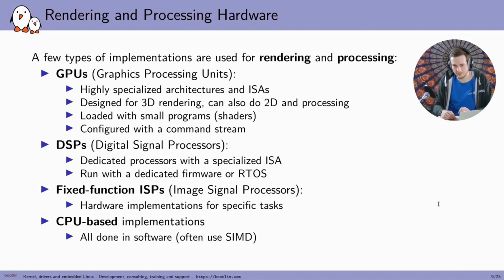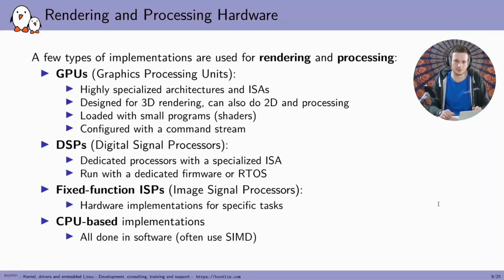Then we have another type of hardware implementation, which is the DSPs, so digital signal processors. These are much more similar to CPUs or microcontrollers, but they also have a very specialized instruction set architecture. So it's actually quite efficient to do rendering and also processing on these. And usually they will run a specific firmware or a specific real-time operating system.